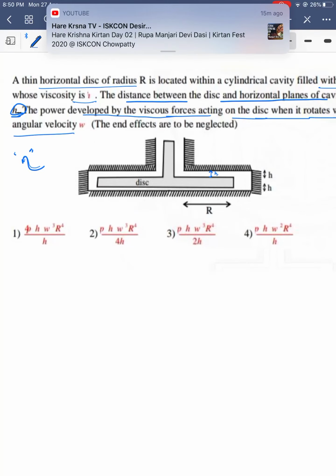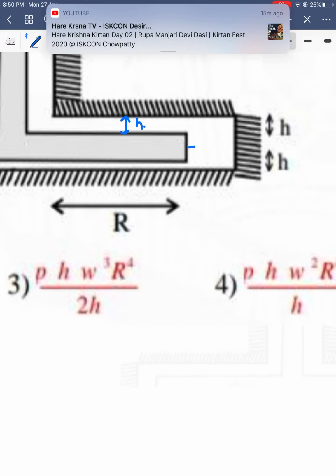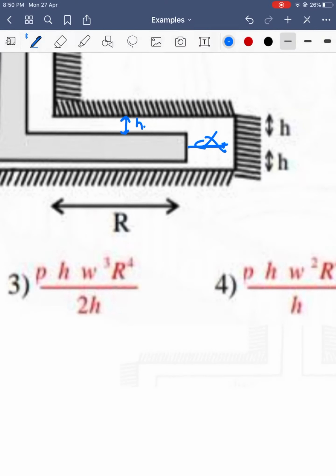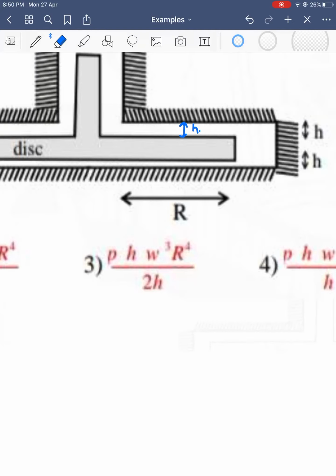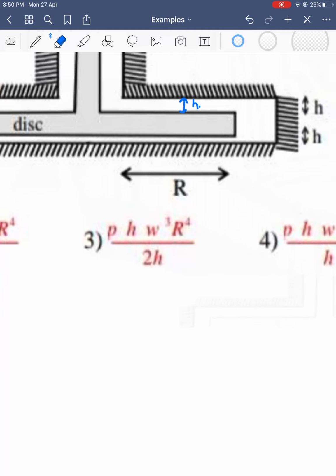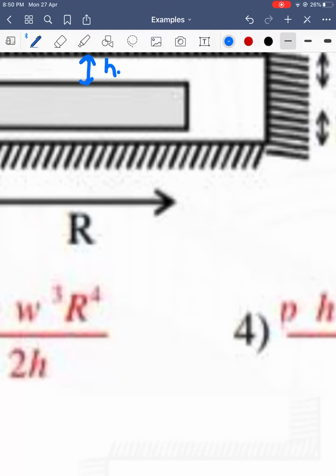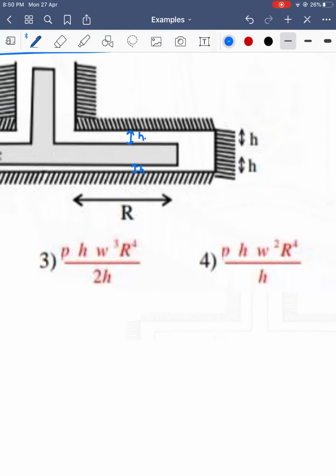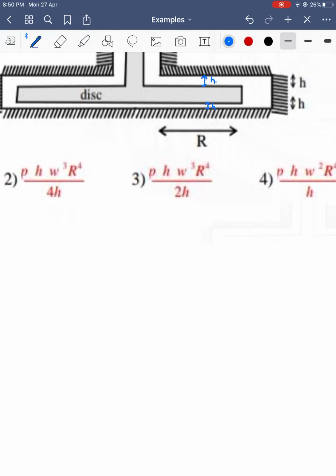Okay, see carefully. End effects are neglected. End effects means at the corner these things are not considered. Only the viscous forces above are considered, and at the same time below also, the bottom portion also. If you see, at the bottom also there is a gap. Here also there is a height h. So these two places we should give the most priority.